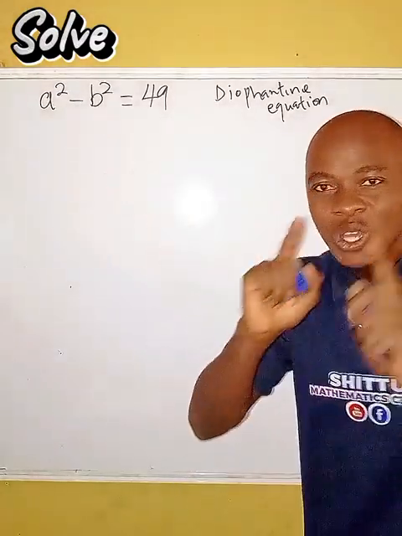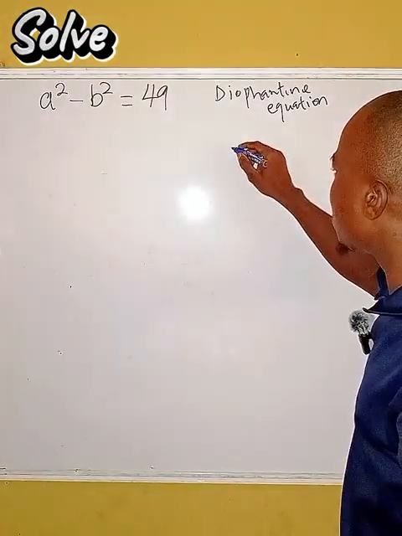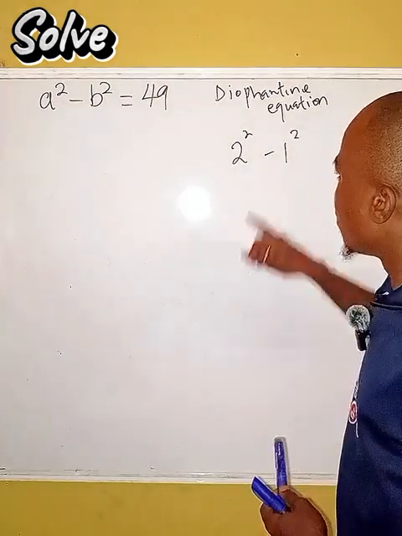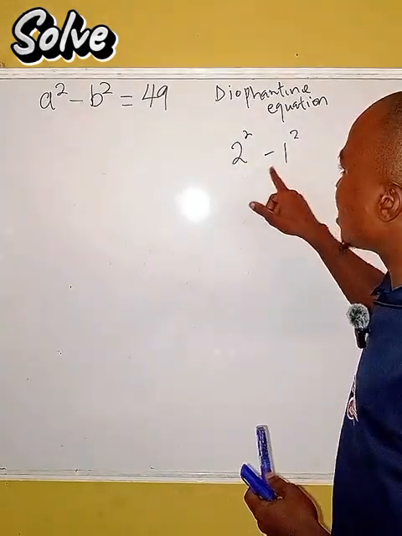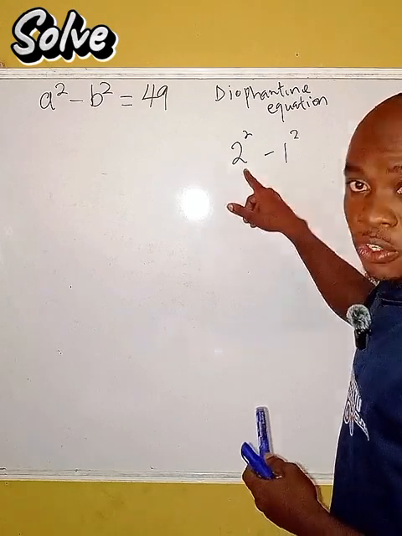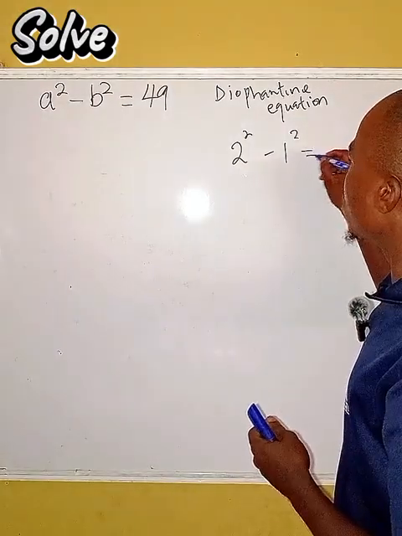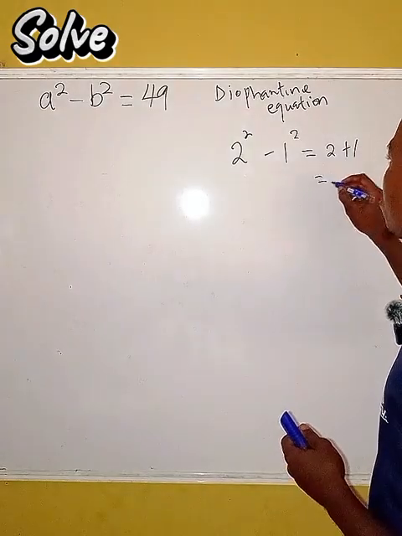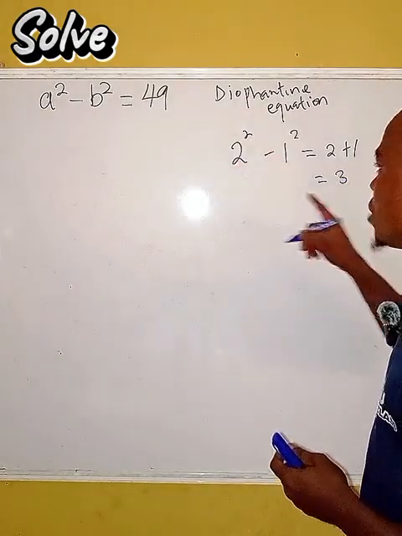Now, there is one trick I would like you to know. If you have something like 2 squared minus 1 squared, okay? This is difference of 2 squares, but you can see that we have 2 after 1, we have 1 before 2. You don't need to disturb yourself. Just add this and this together. That is 2 plus 1, and you're going to have 3. So 2 squared minus 1 squared must give you this.